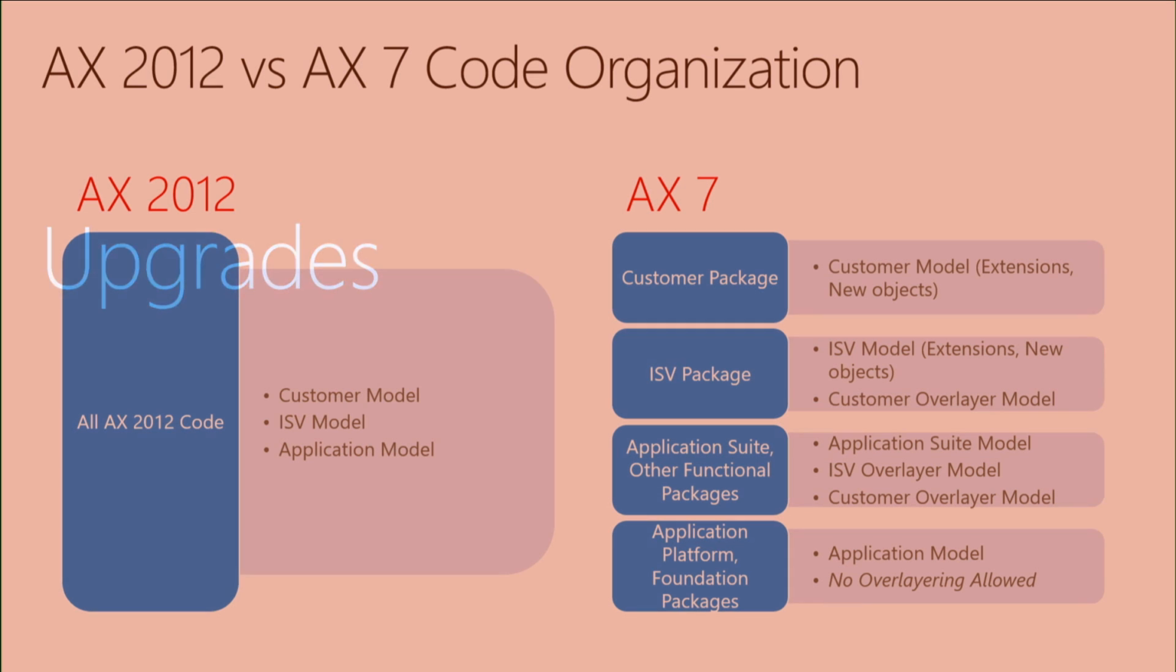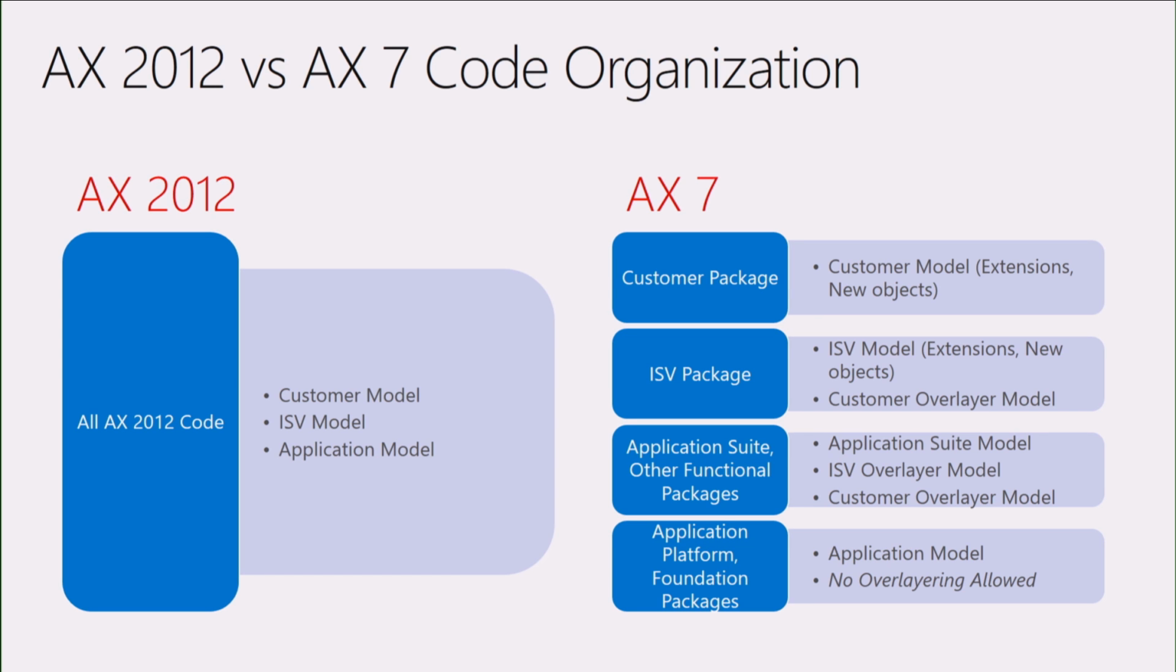So upgrades. First, let's think about the difference between the code base in AX 2012 and AX7. In AX 2012, we had this monolithic code base. Everything was compiled together. Pretty much everything was overlayering, and it was all one big thing. We can see how the world is changing, and I have a very simplified version of packages in AX7. This list could be a lot longer. But if you think about it, there's 4 major groupings of packages.